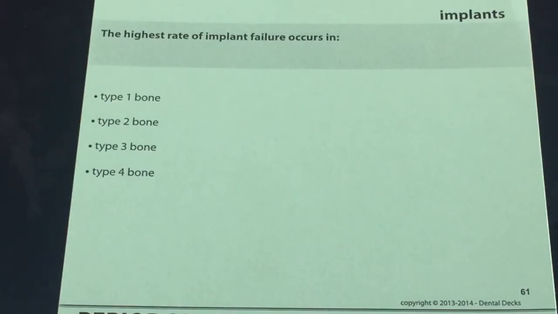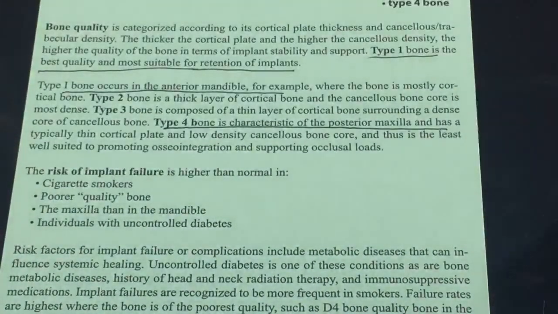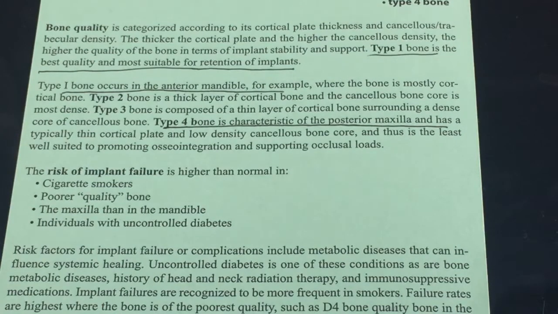The highest rate of implant failure occurs in type 4 bone. Bone quality is categorized according to its cortical plate thickness and cancellous trabecular density. The thicker the cortical plate and the higher the cancellous density, the higher the quality of the bone in terms of implant stability and support. Type 1 bone is the best quality and most suitable for retention of implants. Type 1 bone occurs in the anterior mandible, for example, where the bone is mostly cortical bone.